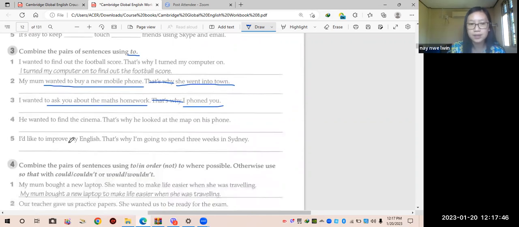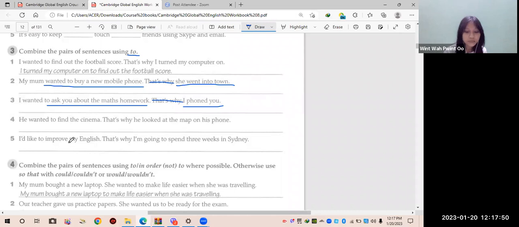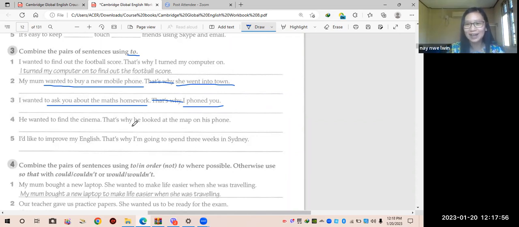So how about number 4? What is the answer for that? To look at the map to find the cinema on his phone. Yes. Actually, you all can give the answer to me, right? It's okay. You don't need to stop when the others are answering, so you can answer together. So yes, I look at the map on his phone to find the cinema, correct? And we can remove that is why, right?